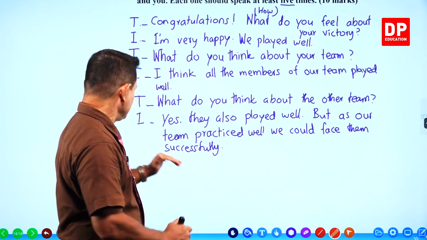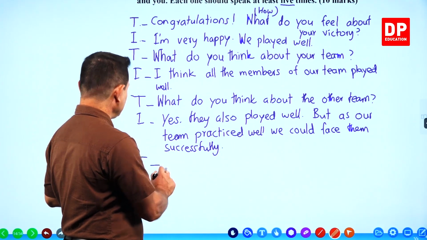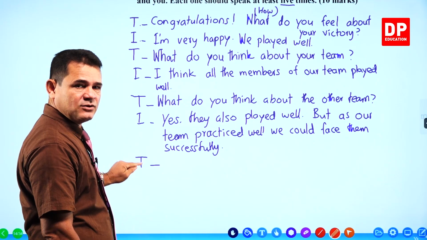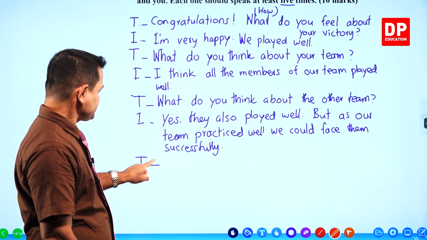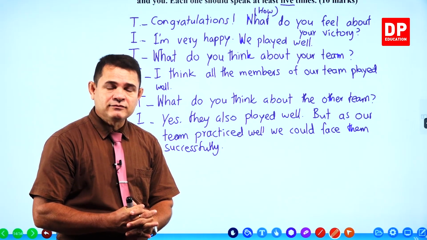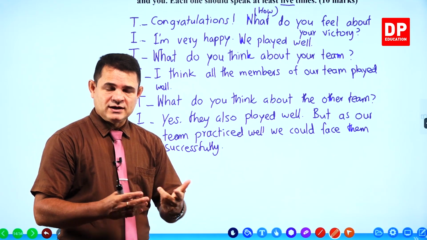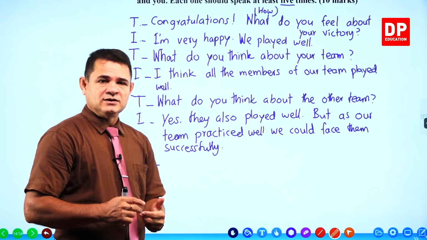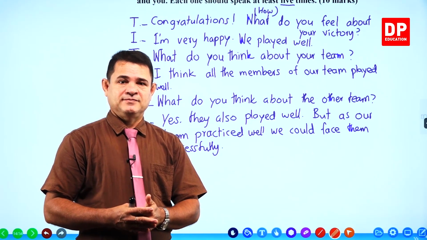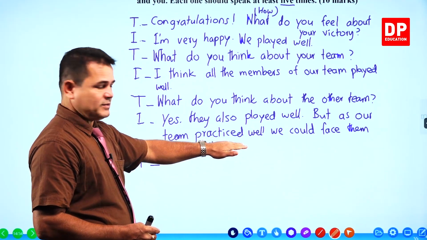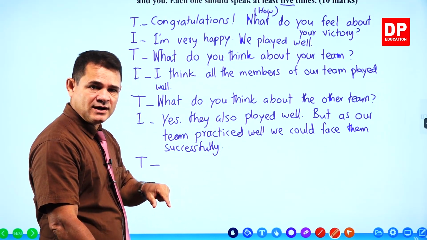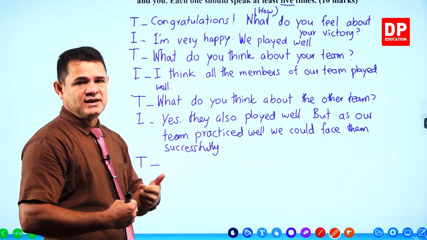So about your victory, the TV announcer might ask something else. Now you see 1, 2, 3, now the fourth one. The speaker should speak at least five times. So now the TV announcer might ask, is there anything else that you have to tell? Or to whom do you thank about your victory? So we'll make it like that, right?